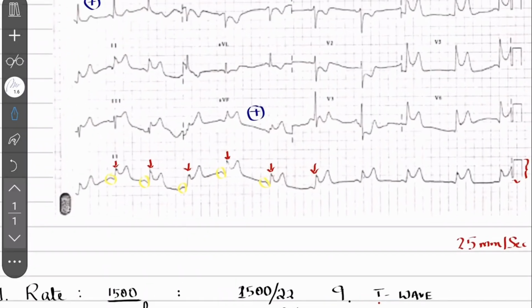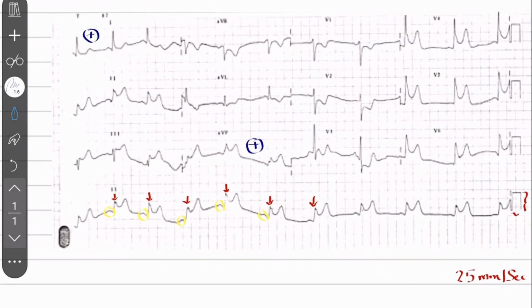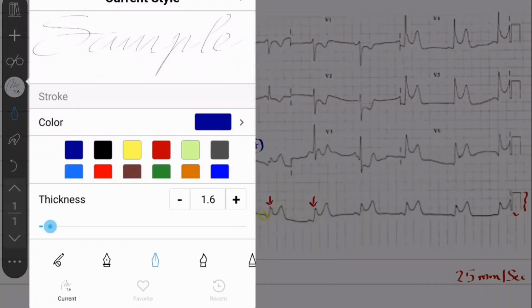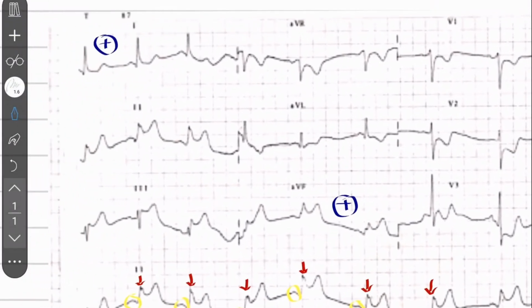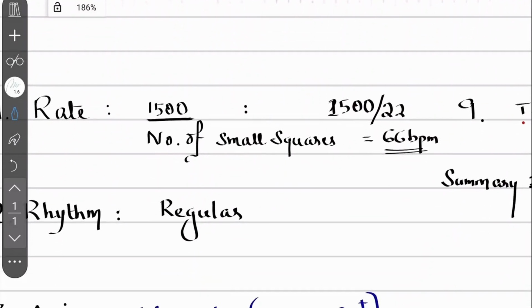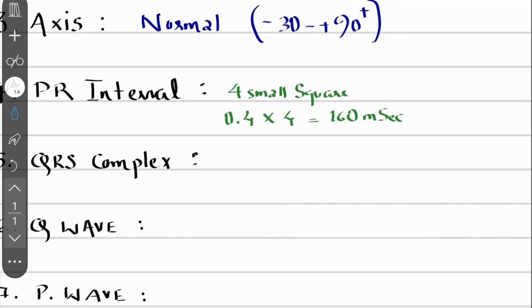You check the PR interval. The PR interval is easily findable here. This is the start of the P wave, and this is the end of the PR segment. So this interval is the PR interval. The PR interval here is 4 small squares. The normal range of the PR interval is 120 to 200 milliseconds. So this is normal here. It is 160 milliseconds, which is normal.